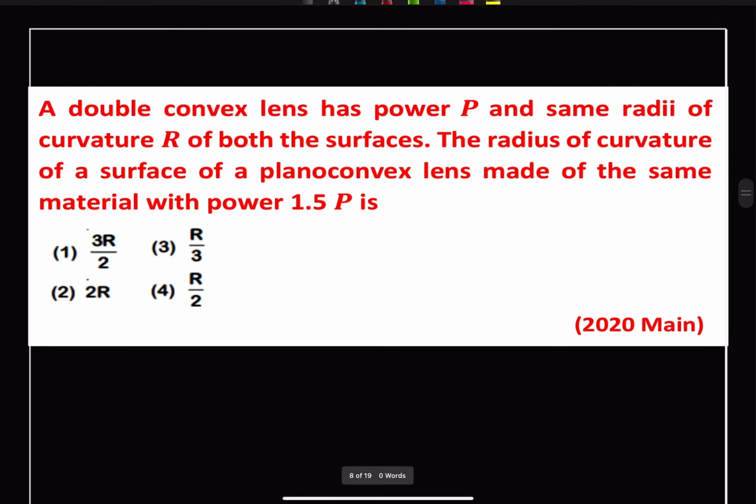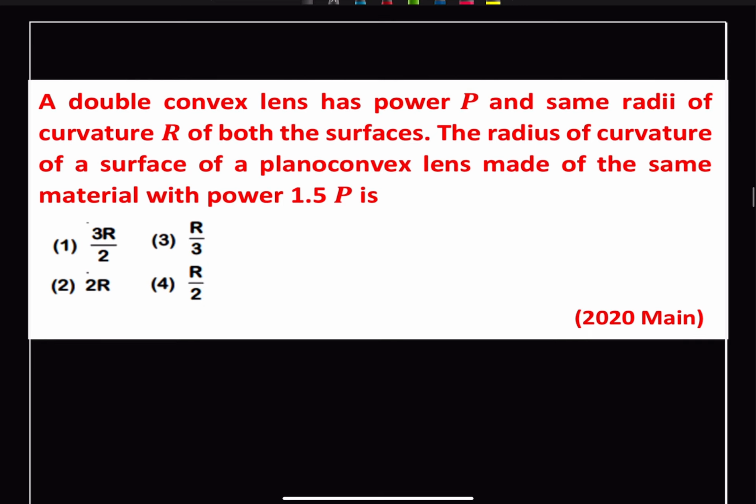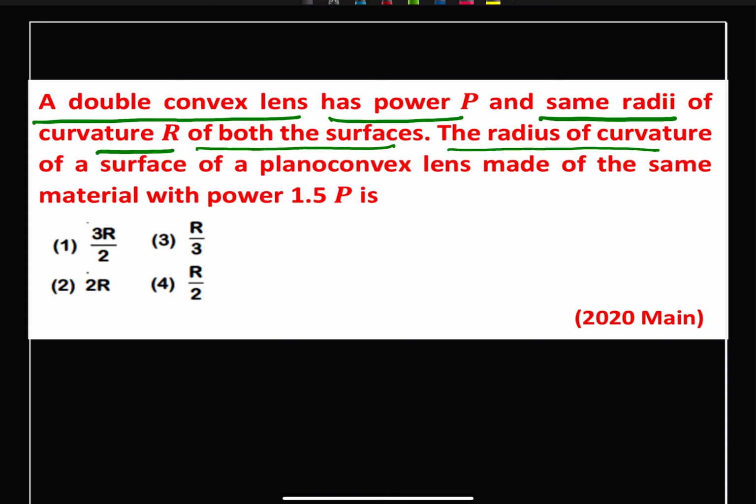Next question, and it states that a double convex lens has a power P and the same radii of curvature R of both surfaces. The radii of curvature of the surface of the planoconvex lens made of the same material with power 1.5 P is.